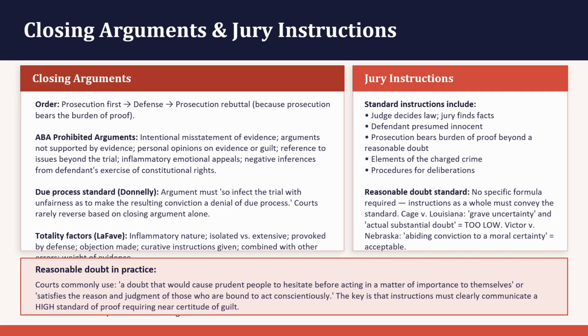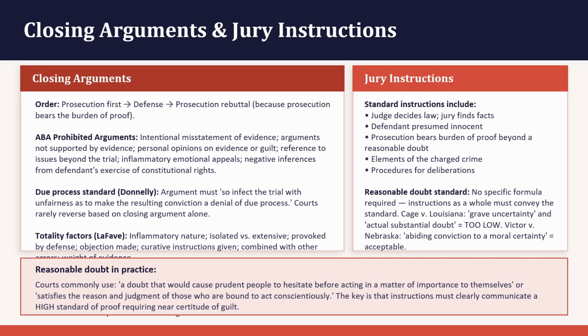The American Bar Association standards prohibit a range of closing argument conduct: intentional misstatements, arguments unsupported by the evidence, personal opinions on evidence or guilt, references to social consequences of verdicts, inflammatory emotional appeals, and negative inferences from defendants exercising constitutional rights. The Supreme Court applies a totality of the circumstances analysis, with the key question being whether the argument so infected the trial with unfairness as to deny due process, a standard that courts rarely find satisfied.